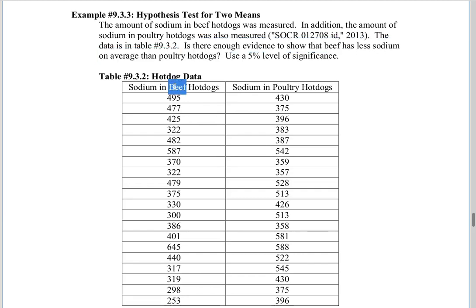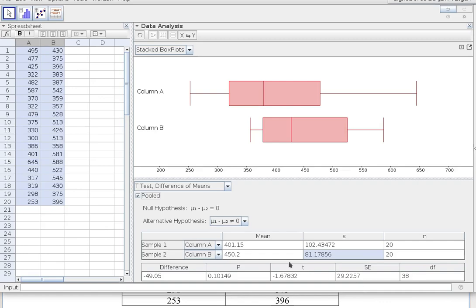So here's beef in the first, and it's asking us to check a hypothesis test whether that's actually less than the amount of sodium in the poultry hot dogs. So first column, less than second column. Let's see what that means here. So the first sample less than the second sample. So mu1 is less than mu2. That is, the first mean is less than the second mean.